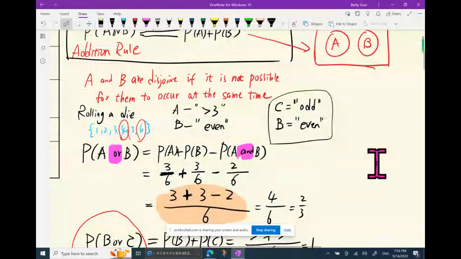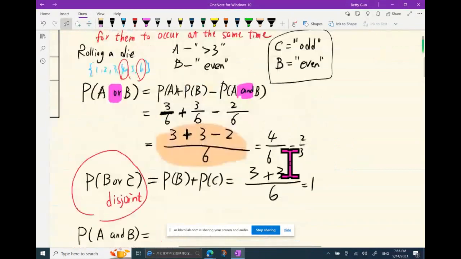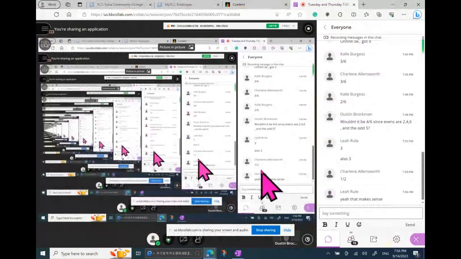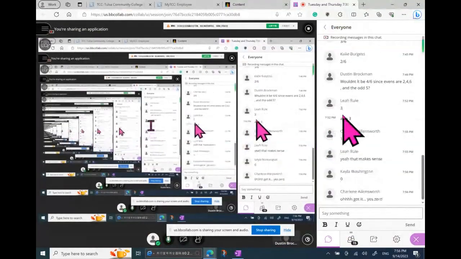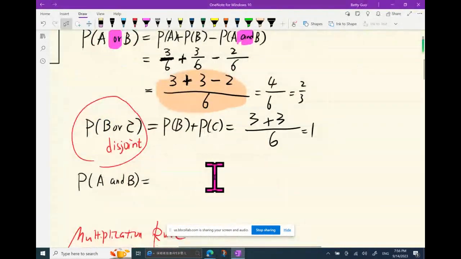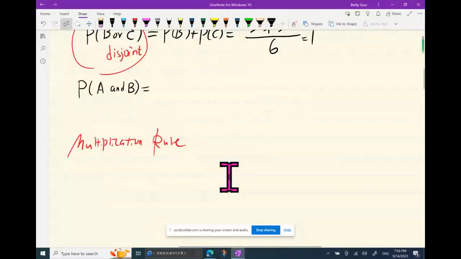Am I clear about my question? B is getting an even number, C is getting an odd number. So what's the probability of getting B and C, getting both at the same time? Not possible. Yes, you are right. It's 0. So sometimes you can directly find a value, but in more cases we have to use the formulas. So the multiplication rule is to find the probability for A and B, and we have 2 formulas for that.